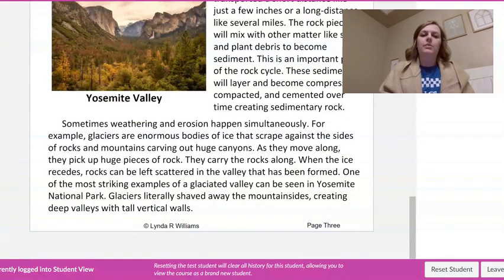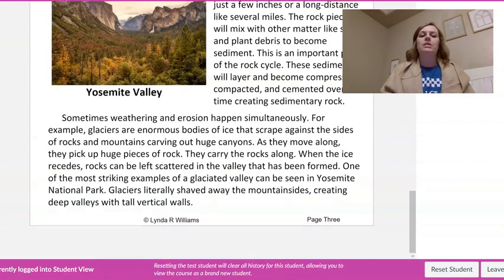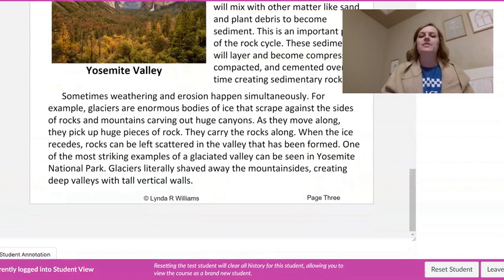Sometimes weathering and erosion happen simultaneously, so that means they're happening at the same time. For example, glaciers are enormous bodies of ice that scrape against the sides of rock and mountains, carving out huge canyons. As they move along, they pick up huge pieces of rock. They carry the rocks along. When the ice recedes, that means melts, rocks can be left scattered in the valley that has been formed.